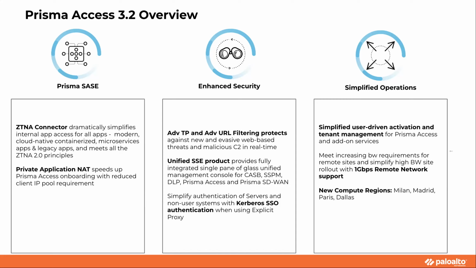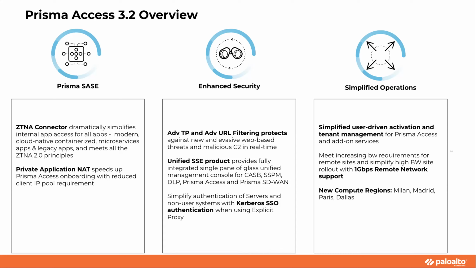In enhanced security, the core features that we'll be talking about are advanced TP and advanced URL filtering. Advanced threat prevention blocks unknown and evasive command and control traffic, and it does that inline with unique deep learning models. It's the only IPS to solve unknown C2 and offer best-in-class protection.